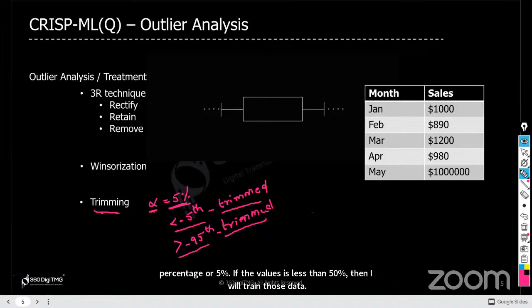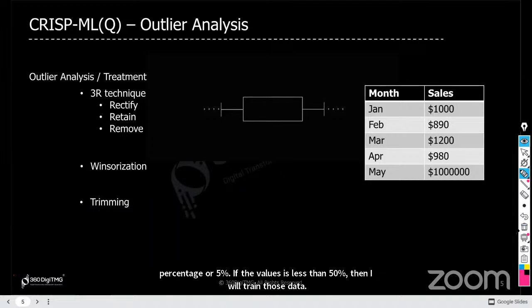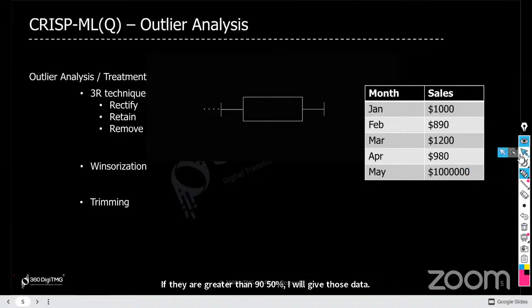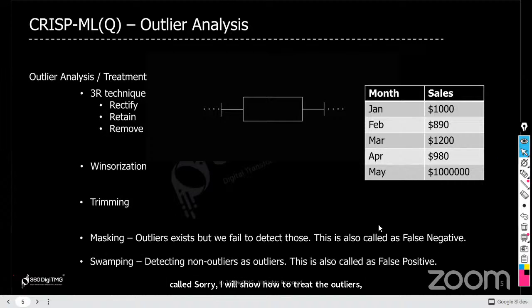This is nothing but the next technique present, which is called trimming. I will show how to treat the outliers, how to handle your outliers in RapidMiner Studio, later as well. So we will see what is present next. The next one that we have is the namings or the words present. One is masking and the second one is swamping. So what is masking and what is swamping?